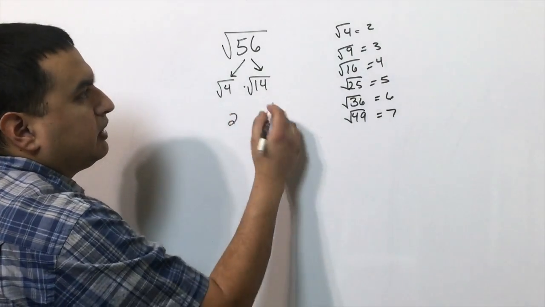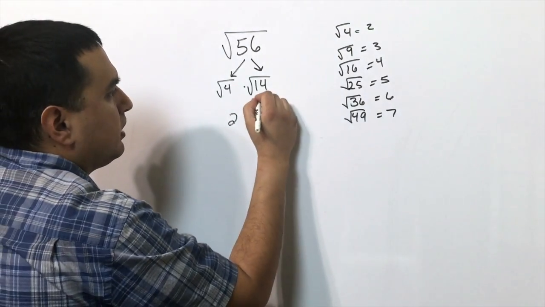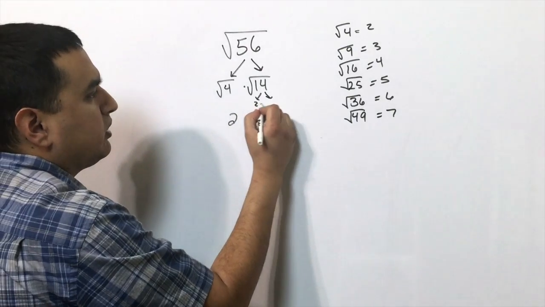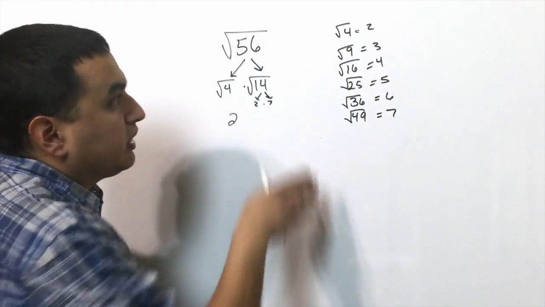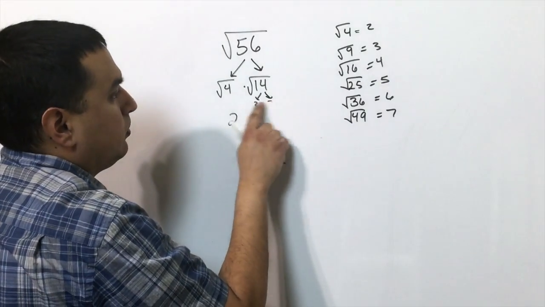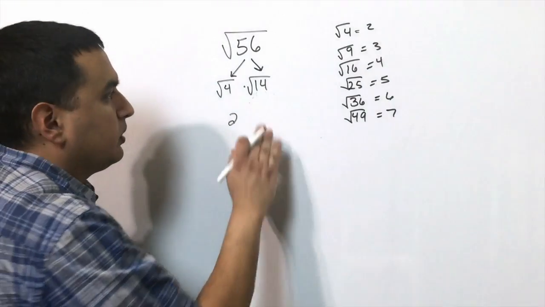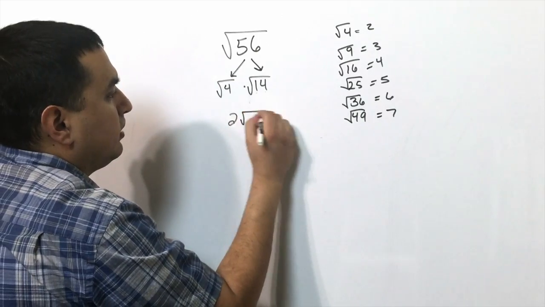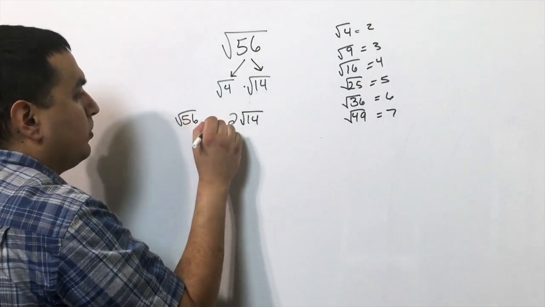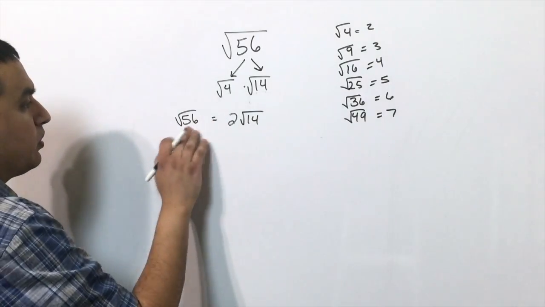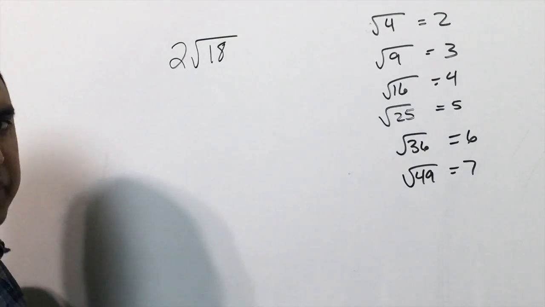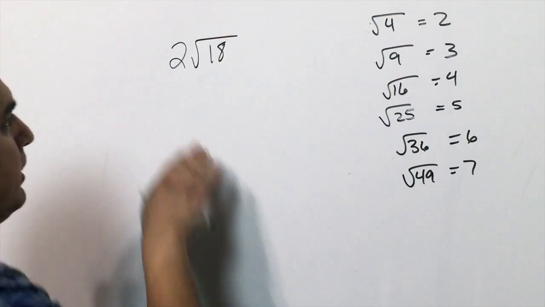Now, if you want to check, or if you can't think of anything, you can go ahead and factor this 14. That's going to turn into 2 times 7. Okay, that's not going to be any of these perfect squares here. So you can't factor down the 14 anymore. So that's just going to come back down here. And the simplified radical of the square root of 56 is 2 square roots of 14.